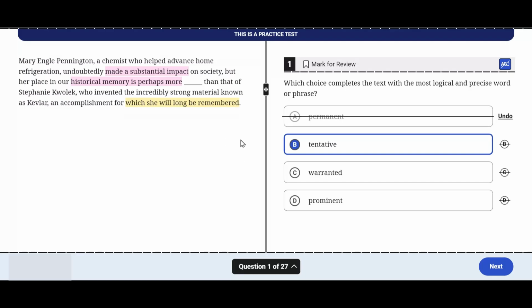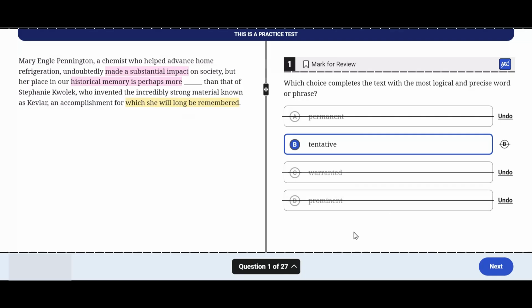It doesn't talk about whether Pennington versus Kwolek actually deserved or warranted memory more than another, so I don't think that's it either. And prominent, again, is kind of just in the way of permanent. It goes against what we're trying to say here. So tentative would definitely be our answer.